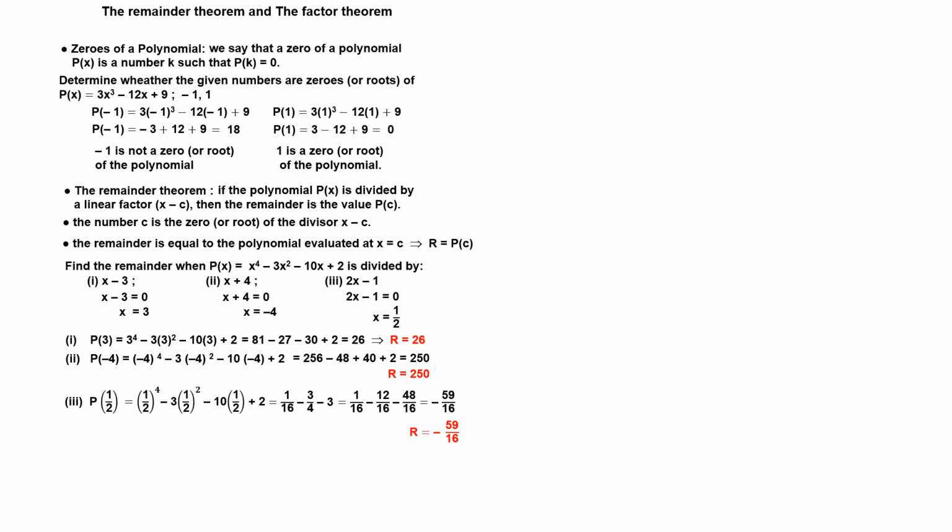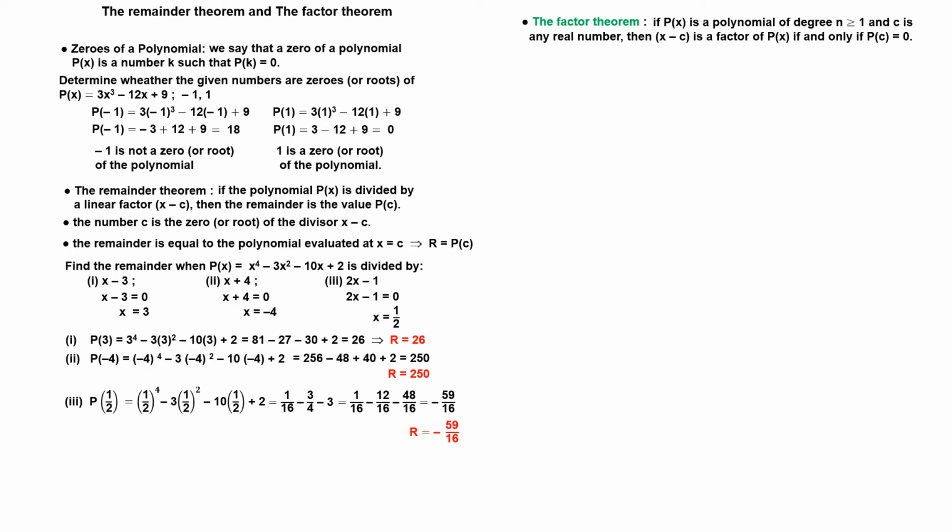We now will see the factor theorem. The factor theorem is a result of the remainder theorem and is based on the same reasoning. The factor theorem states that if p of x is a polynomial of degree n greater than or equal to 1 and c is any real number, then x minus c is a factor of p of x if and only if p of c equals 0.